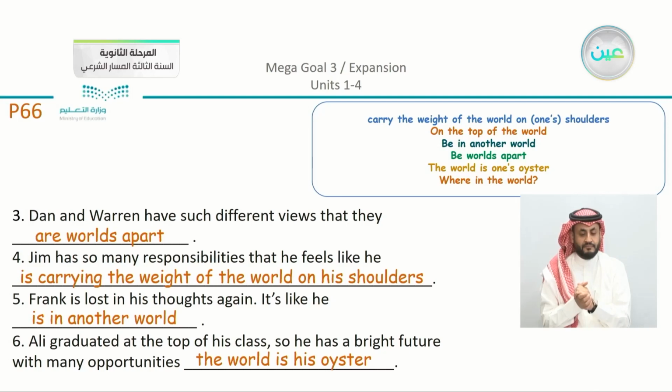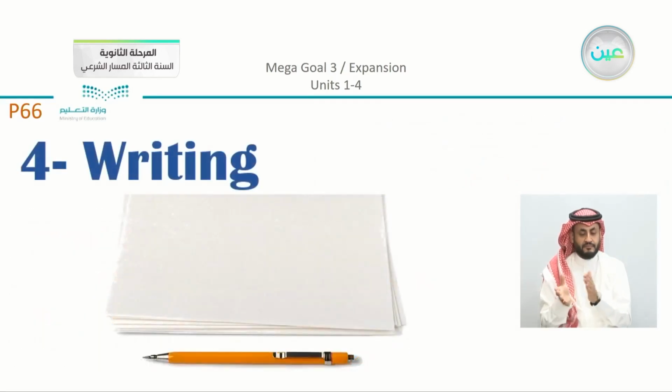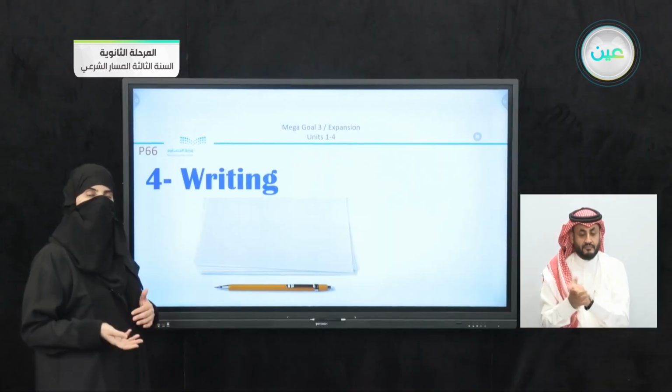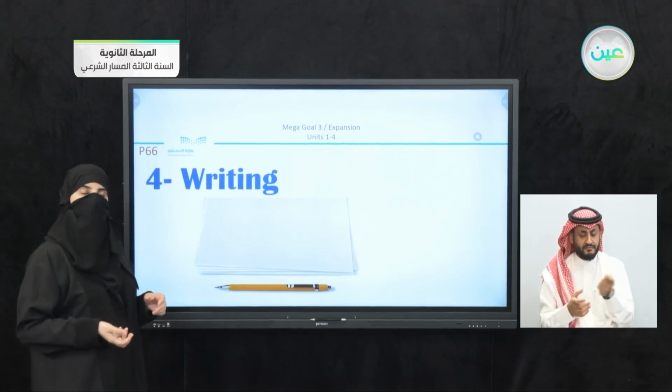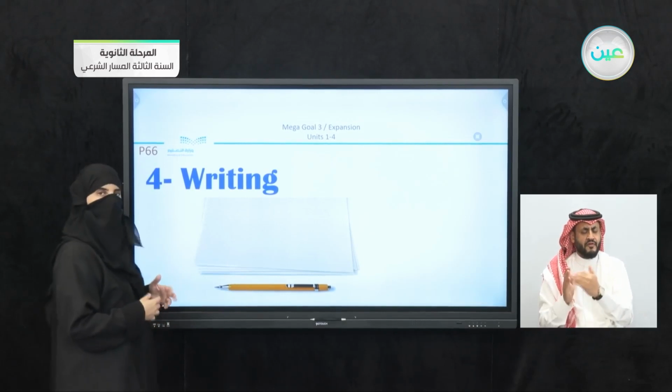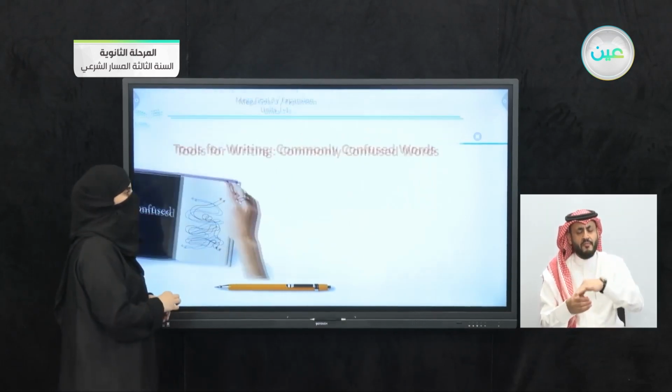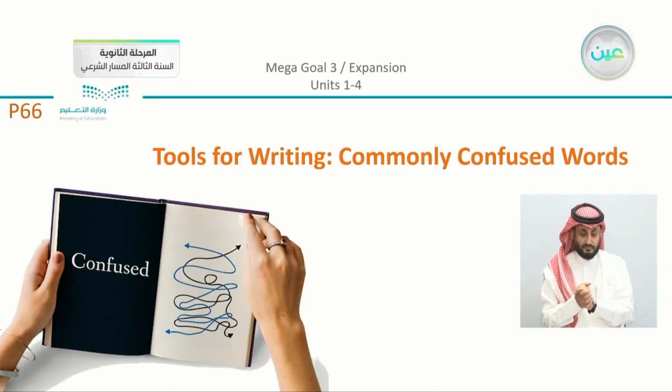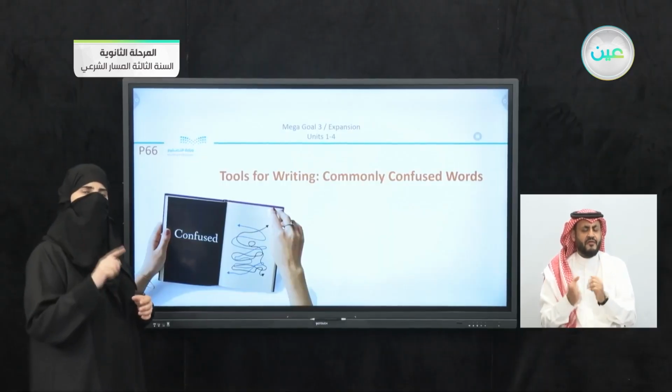So we have completed our exercise. We are going to move on to part number 4, which is writing. Now we did practice a lot of writing skills. We are going to just see what we can add to our information here. Now, tools for writing. We have here commonly confused words. So before we start with the writing task, we are going to review some commonly confused words.